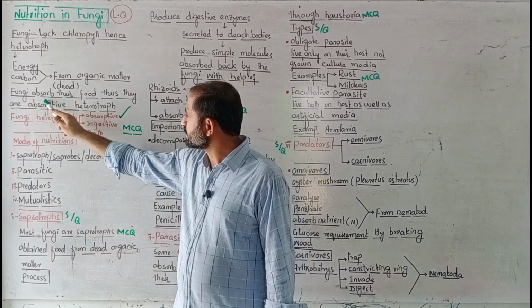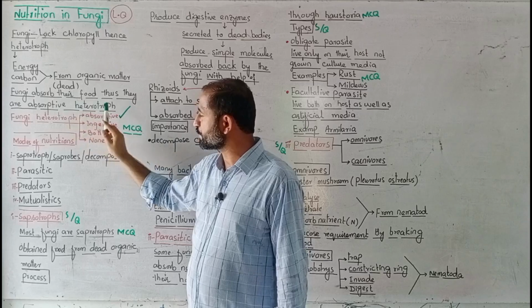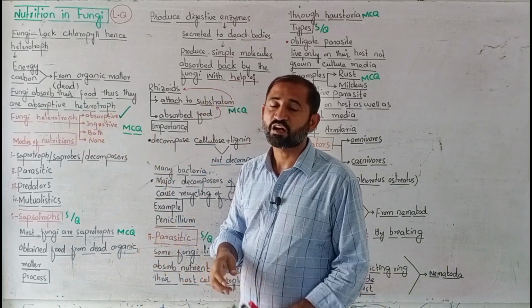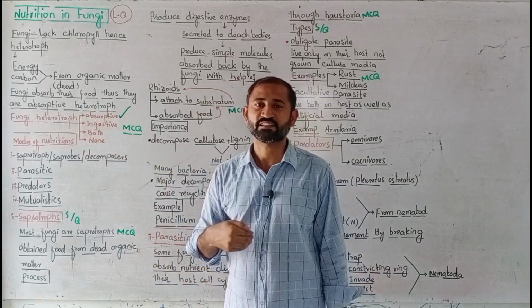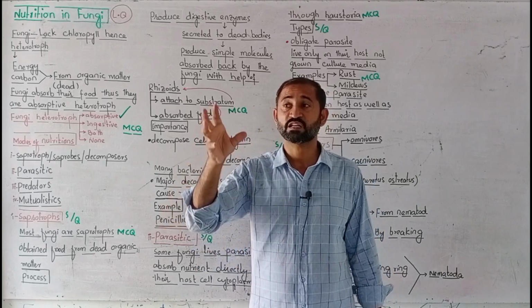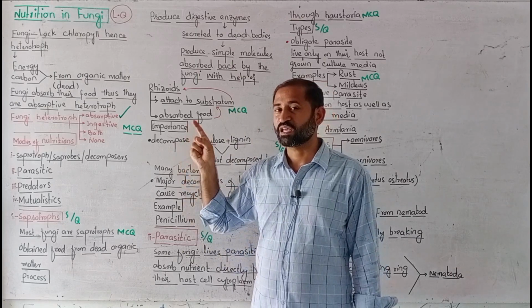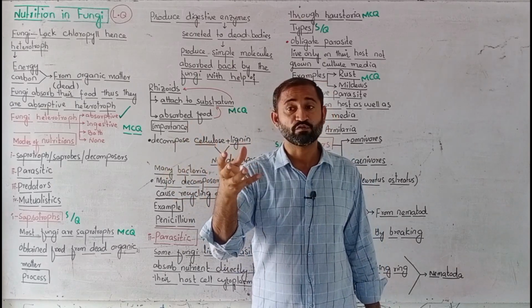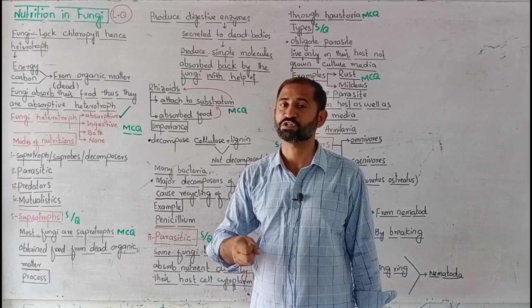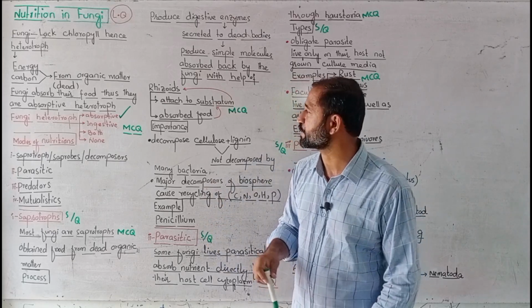Next, fungi absorb their food, thus they are heterotrophs, absorptive heterotrophs. They do not ingest food like us. For example, in the case of mammals or animals, they ingest their food into their digestive system. But in the case of fungi, they absorb food from their host. That's why fungi are called absorptive heterotrophs.